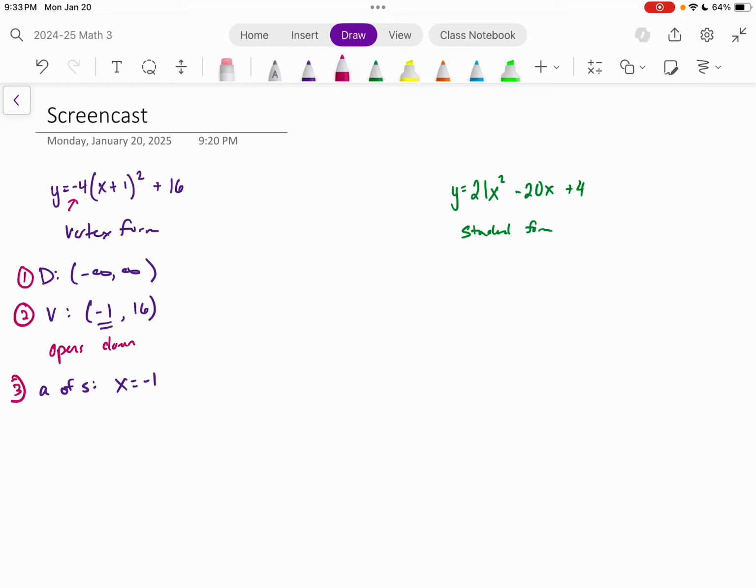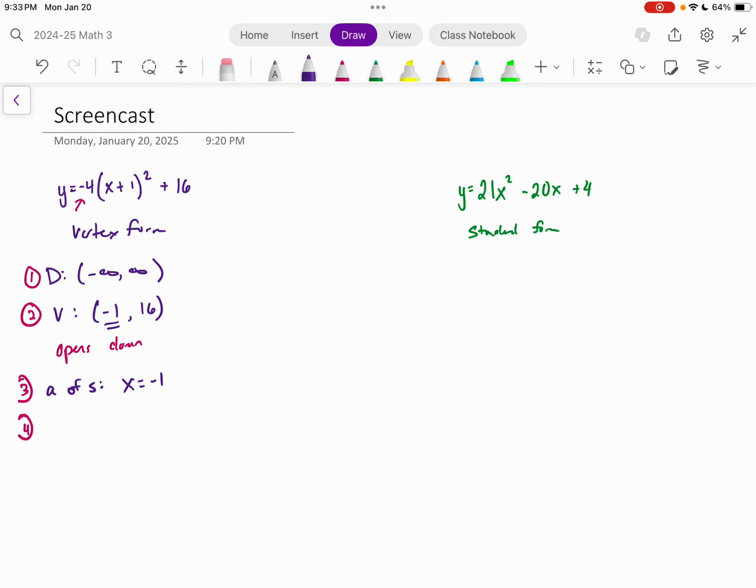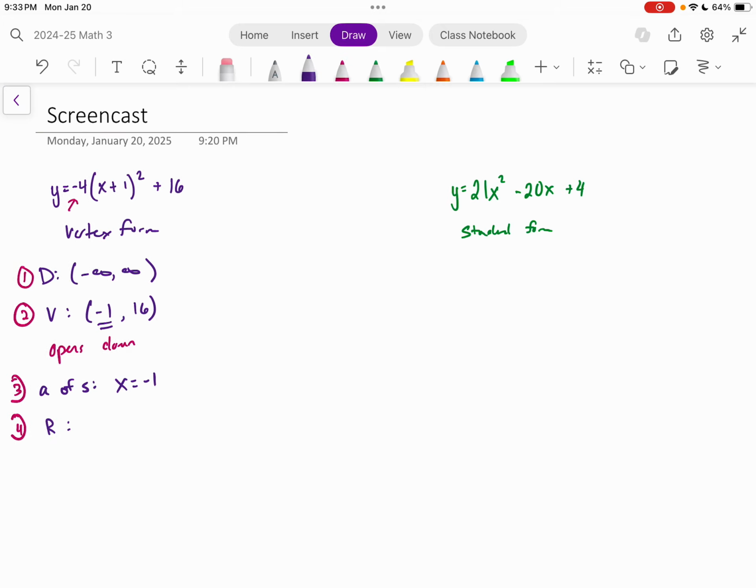Also, we said this opens down, so I can also find my range once I have my vertex. Since it opens down, this point right here is going to be a maximum. That's its biggest value. So we know it's going to go from -infinity with a parenthesis up to 16 with a bracket.